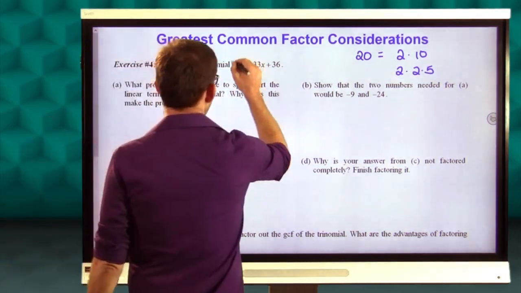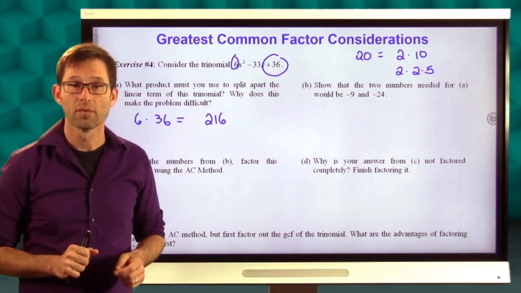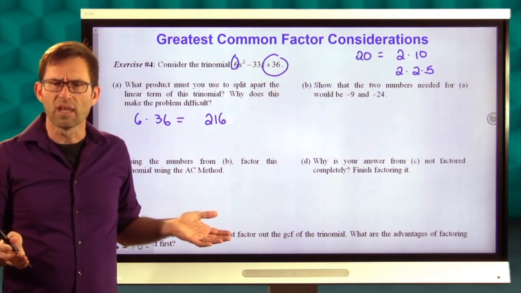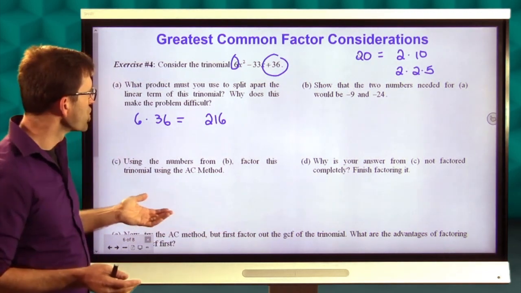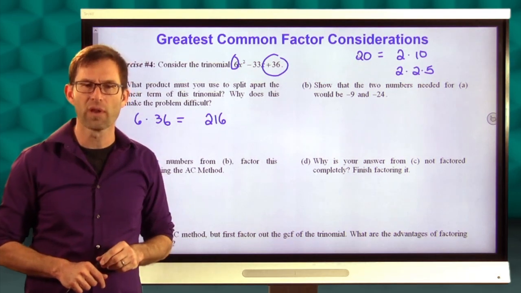Well, the product that you'd have to work with would be 6 times 36, right? Which would be 216. That would be the product, right? I'll move this 6 a little closer so it doesn't look like 21 with a 6 sitting by it. So 216, right? We'd have to find two numbers with a product of 216 and a sum of negative 33.